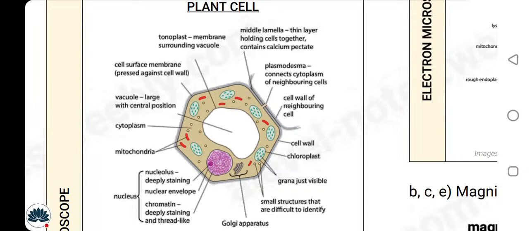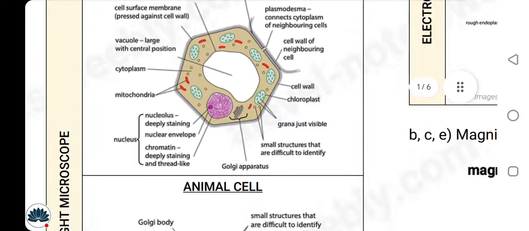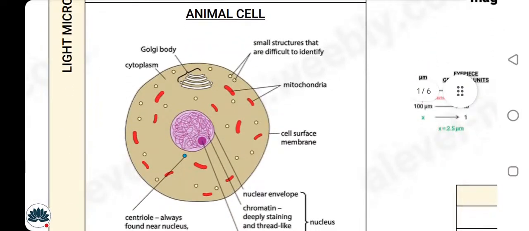Grana are just visible. We'll also understand the structure of the chloroplast in this chapter for a better understanding of photosynthesis, which is another chapter. Small structures that are difficult to identify: these are ribosomes, and the Golgi apparatus. These are something very new and a bit confusing for you, but do not worry. There is a lot of explanation in this video, so I hope it may clarify things for you. Okay. In the animal cell, what is new for you guys?